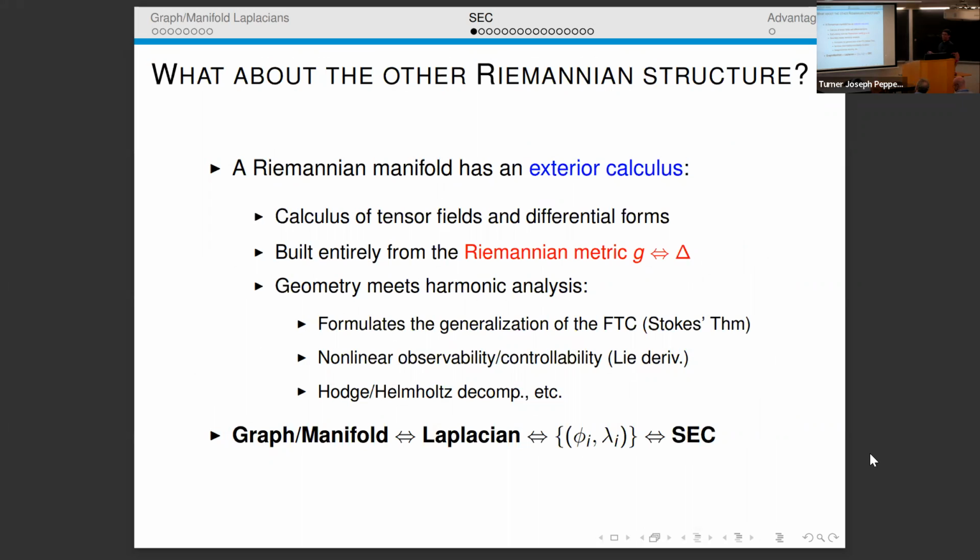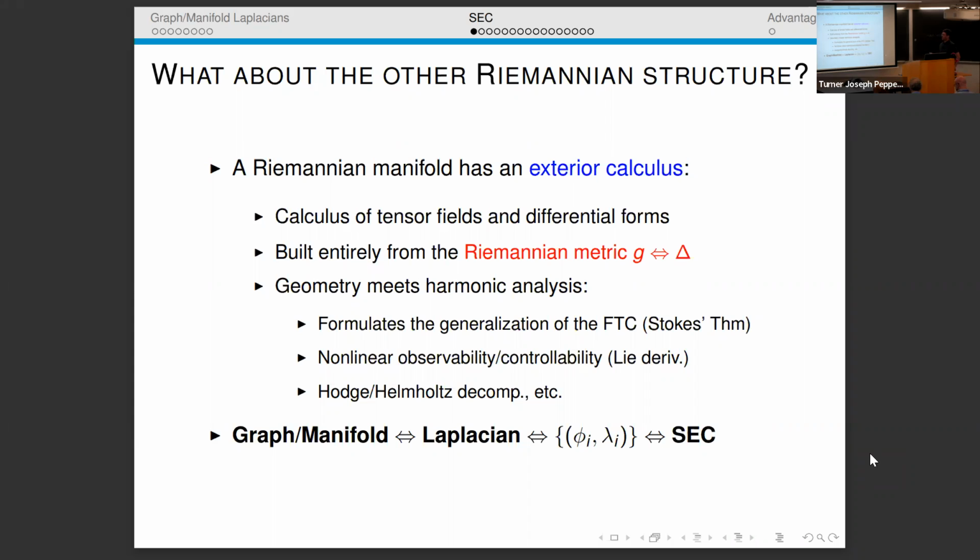Now I want everything else, right? So I want the exterior calculus. And what is that? It's the calculus of tensor fields and differential forms. In theory, it can be built entirely from the Riemannian metric, which is entirely encoded by the Laplacian. So let's see if we can make that work.